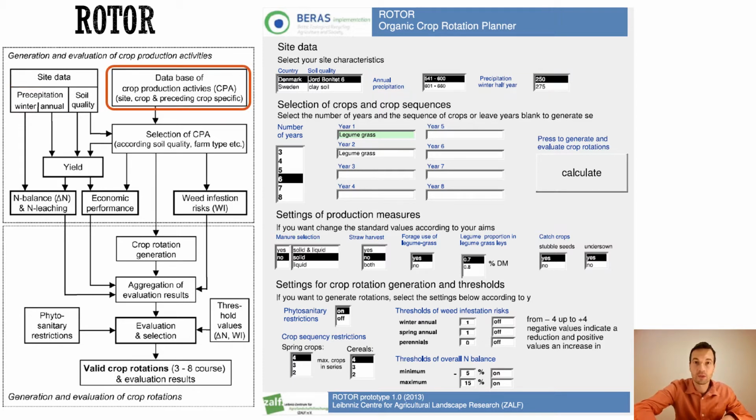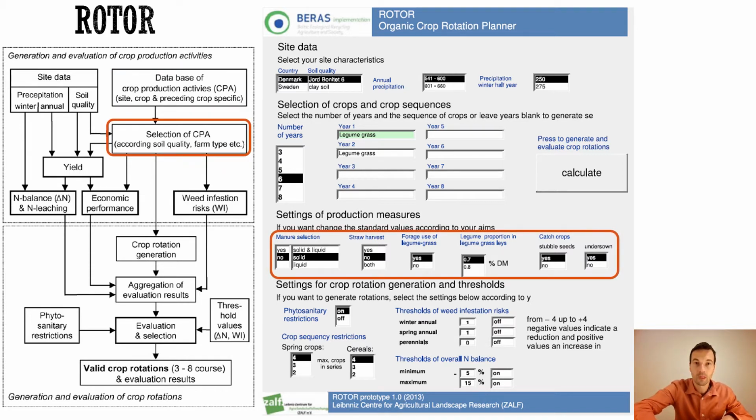As a basis for generation of crop rotations, the algorithm utilizes a database of crop-specific annual production activities, which describe the way to produce a specific crop. We will review this later. The database contains 223 crop production activities of 18 crops, each described for 4 different classes of soil. From this database, it selects activities according to soil quality and type of field management, which might be application of manure, straw harvest, use of forage legume grasses, and catch crops.